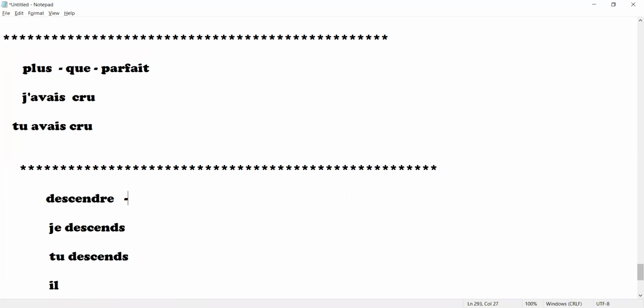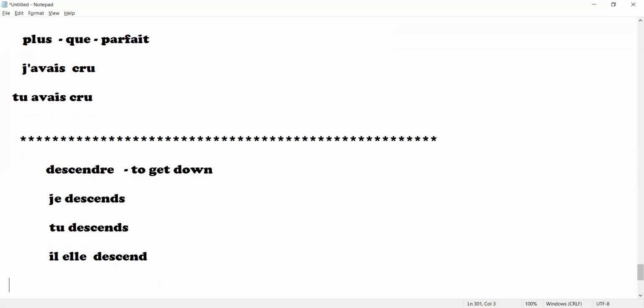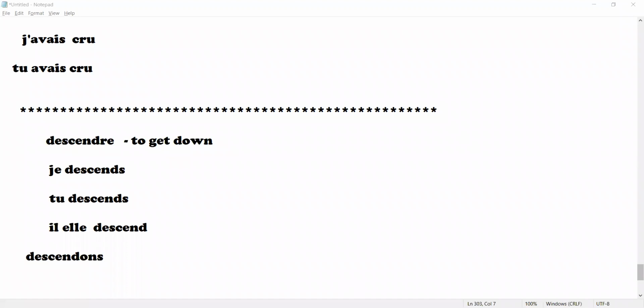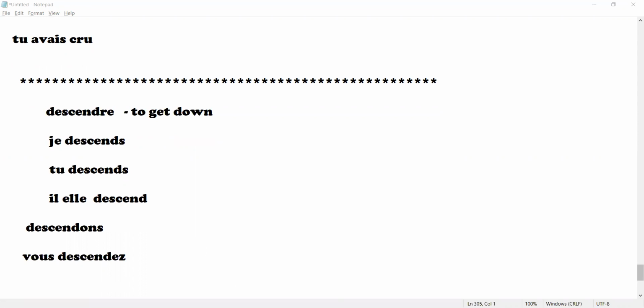So we are on the verb descendre. Descendre is my verb to get down. C'est clair. So the moment we do descendre conjugation in the present tense, it is converted into je descends, tu descends, c'est clair, il, elle descend, c'est clair. Nous descendons, c'est clair. Nous descendons. Vous descendez. C'est clair. D'accord. Yes. Vous descendez. And then we have il, elle descend.